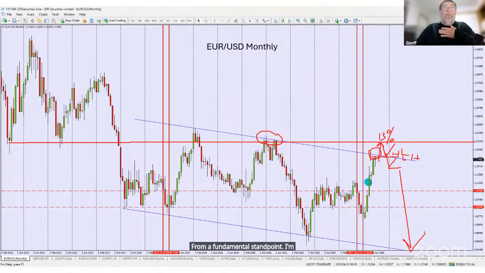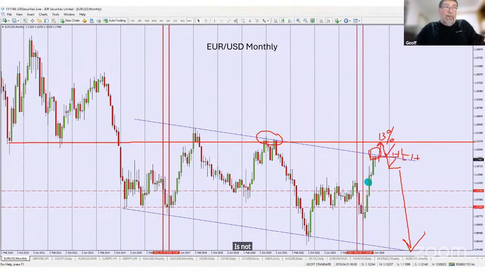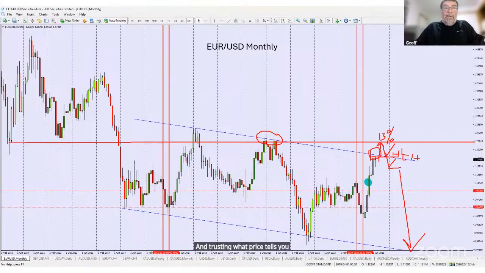I'm not a fundamental trader, but it's got to be in my mind what's going on in the world. And what's going on in the world is not pretty for the US dollar. That said, I will follow what happens here, not what I feel can happen as a result of the fundamental situation. This is all about trusting the chart and trusting what price tells you once it gets to those levels.